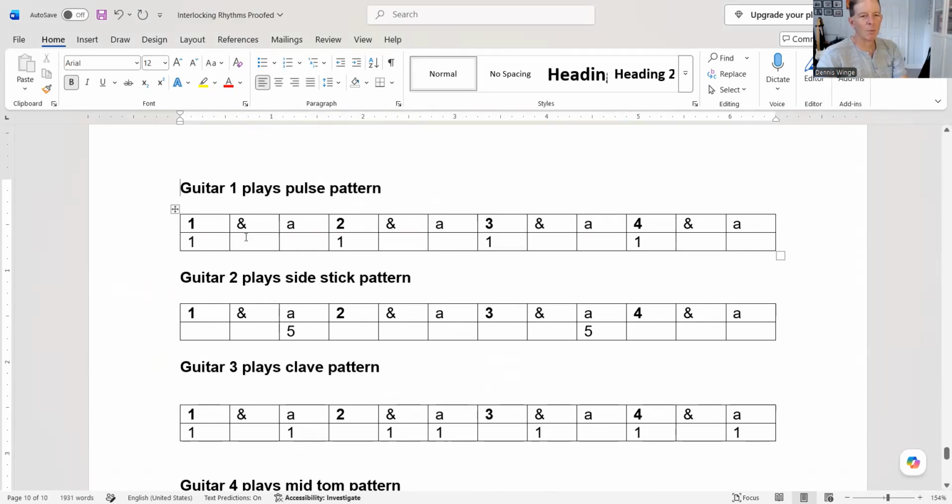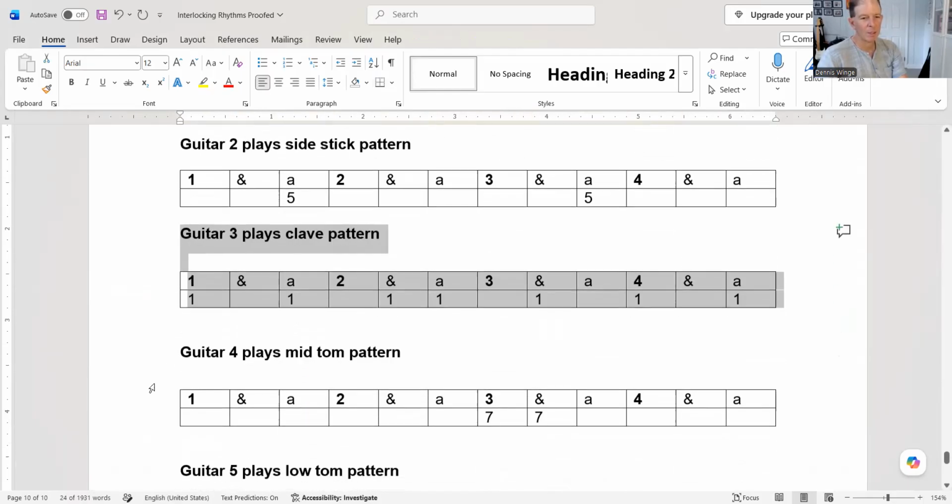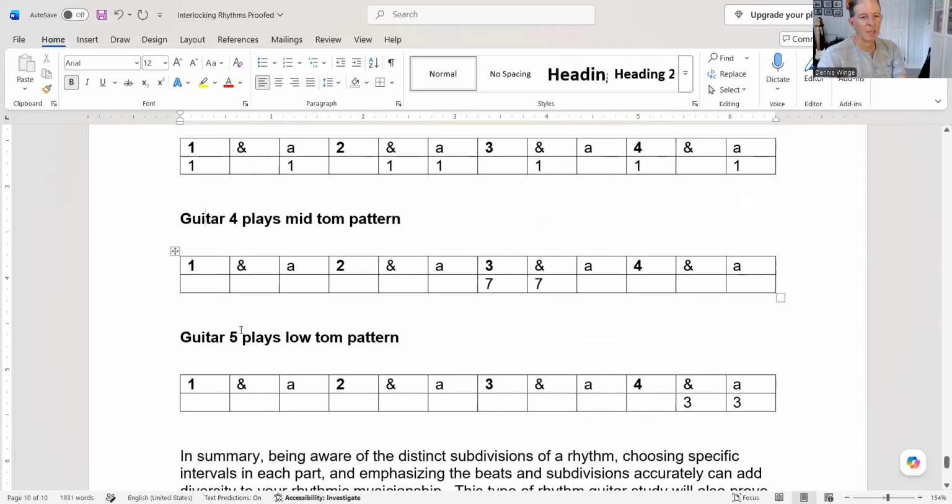And guitar 1 would play the root, let's say if it's a G7, it would play the actual G note on beats 1, 2, 3, and 4. And then guitar 2 plays the side stick pattern on the 5th of the chord. And then I think I did an octave of the one on the clave pattern for guitar 3. And then for the mid tom pattern, I had the guitar playing a 7, and then the low tom pattern, I had it doing a 3, and it would sound all like this.